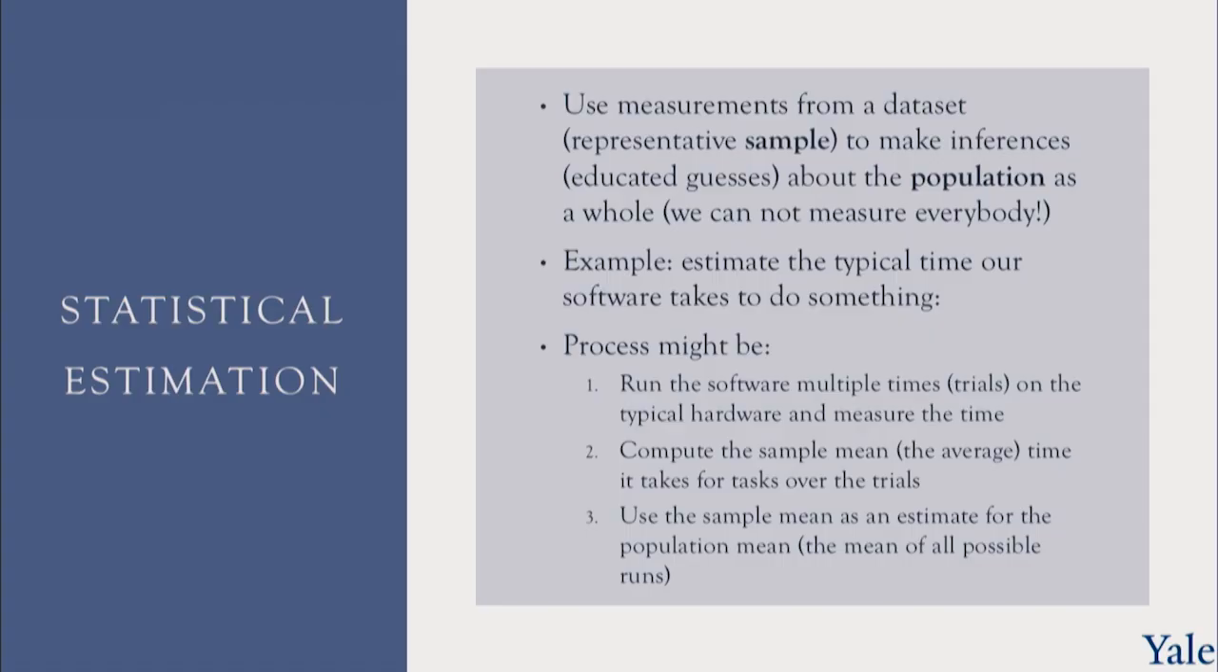The process might be run the software multiple times, these are the trials or samples, on the typical hardware and measure the time, compute the sample mean, the average time it takes for the task over the trials, and use the sample mean as an estimate for the population mean, the mean of all possible runs. So if we assume that our sample is representative, the average of the sample should be close to the average of the population, provided our sample is large enough. And this is the core of statistical estimation.